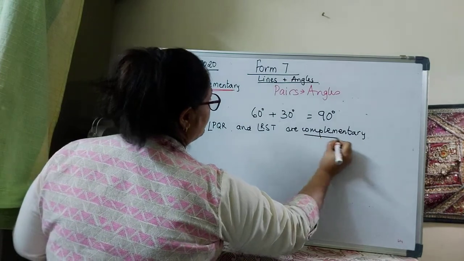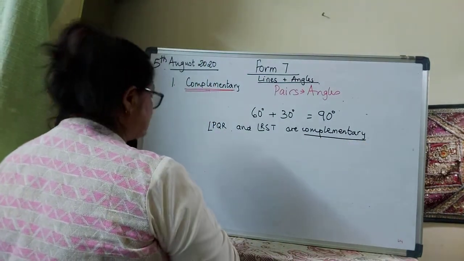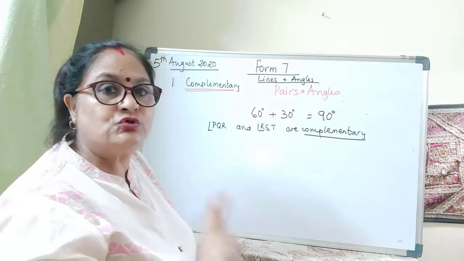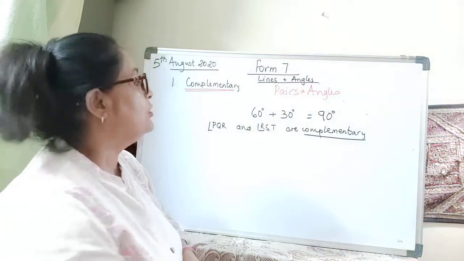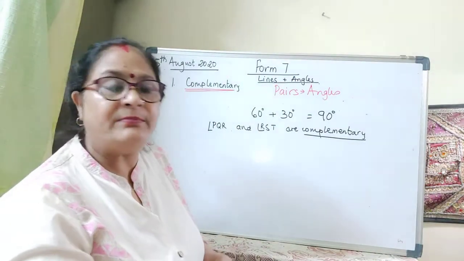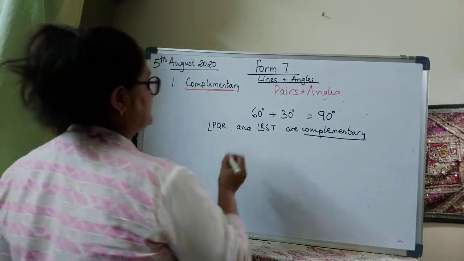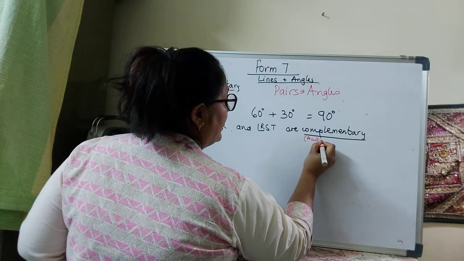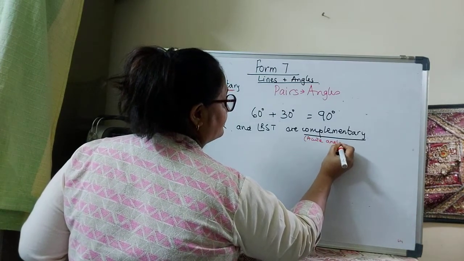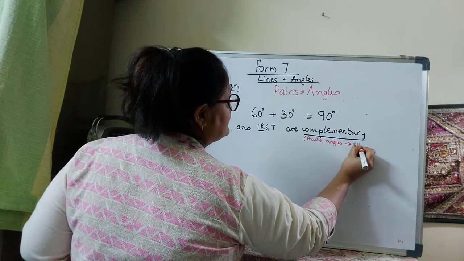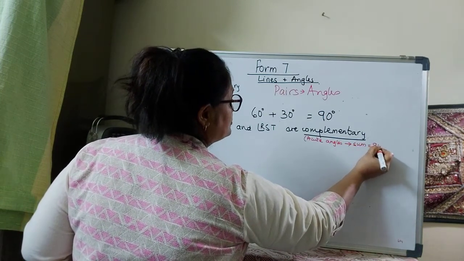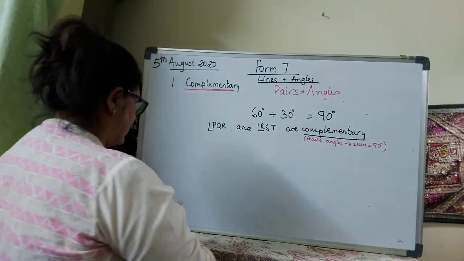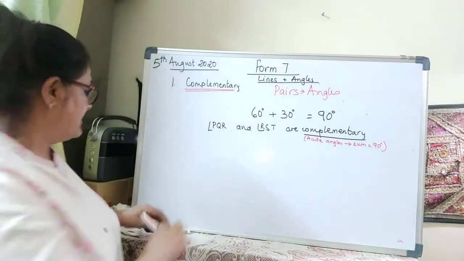Complementary. The moment the word complementary comes, what do we know about complementary angles? That they are two acute angles whose sum will be 90 degrees. So, complementary means they are acute angles and their sum is equal to 90 degrees. That means if I add the two angles, you will get 90 degrees.